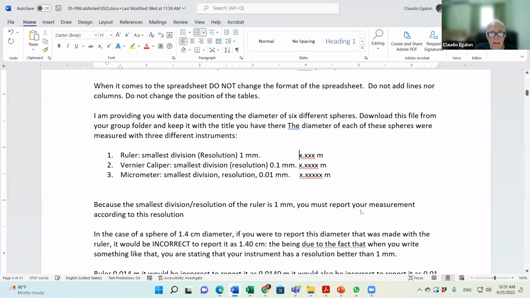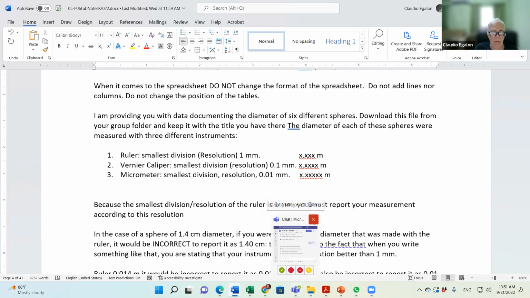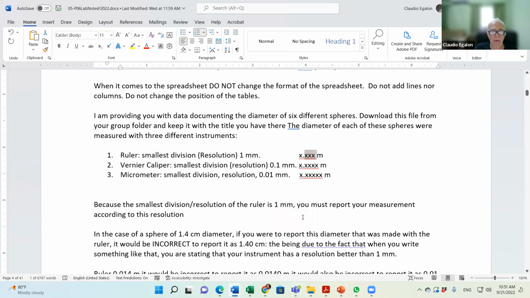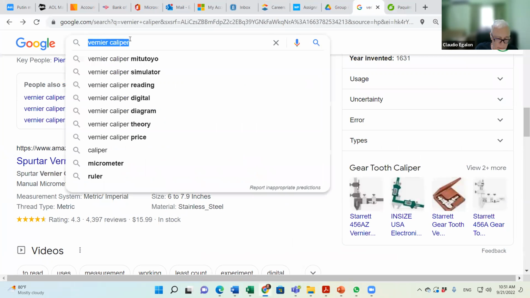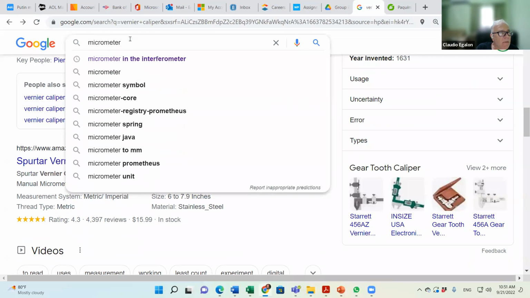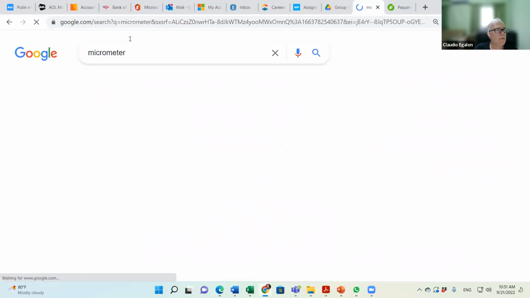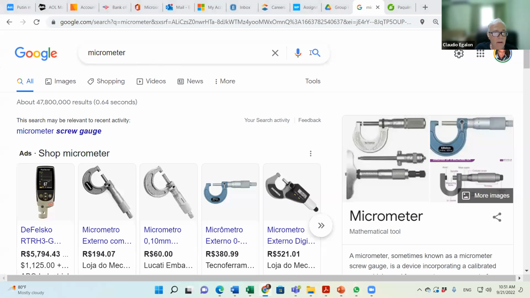So that's how you should report your measurements there in the spreadsheet. For the ruler, up to the 3rd decimal place in meters. For the vernier caliper, up to the 4th decimal place. And for the micrometer, up to the 5th decimal place. Let me show you the micrometer. Unfortunately, I don't have any of those instruments here with me, otherwise I would be showing you. Okay, that's how the micrometer looks.